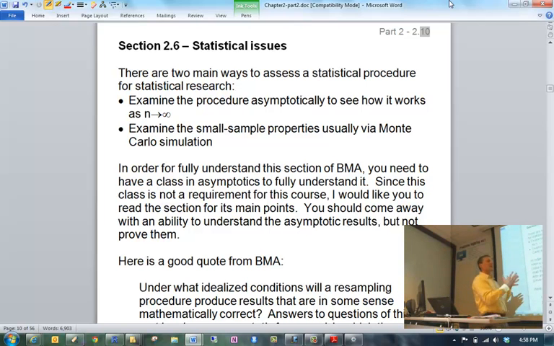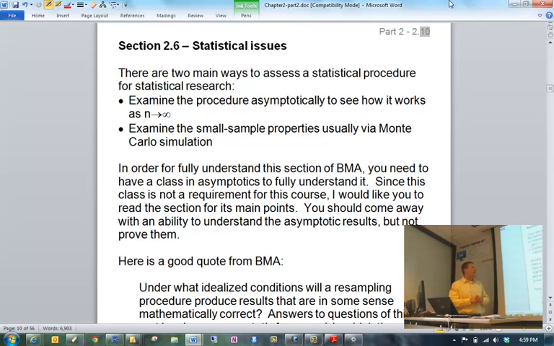Let's say that you have somehow figured out what the sampling distribution is for the statistic. Maybe you've proved asymptotically what the distribution is. Maybe you've actually derived it, assuming some underlying distribution for, let's say, your y's, or maybe you're using the bootstrap. Well, you're going to need to be able to prove that indeed this distribution and what you're trying to do with it works. How do you do that? There are typically 2 different ways. You're going to examine the procedure asymptotically to see how it goes as n goes to infinity, so in essence, the asymptotic distribution. Or you're going to examine its properties via Monte Carlo simulation.